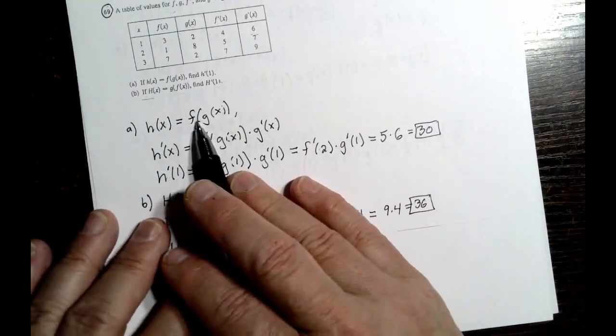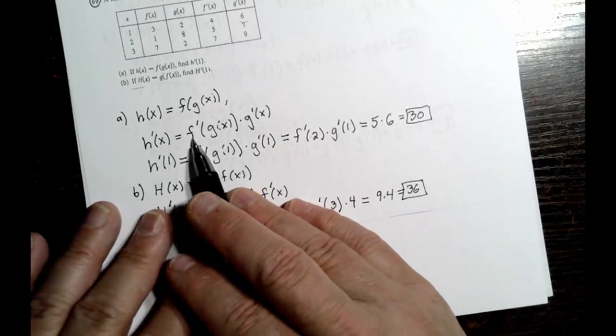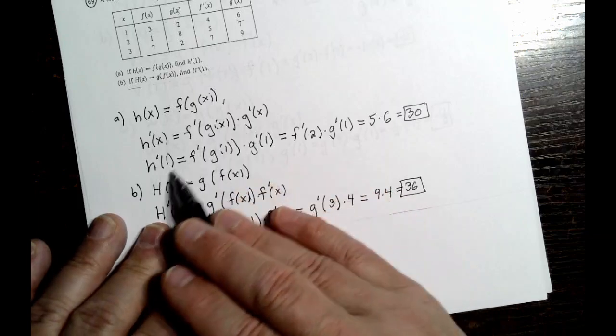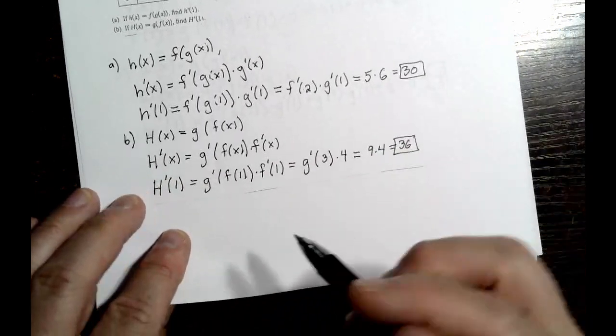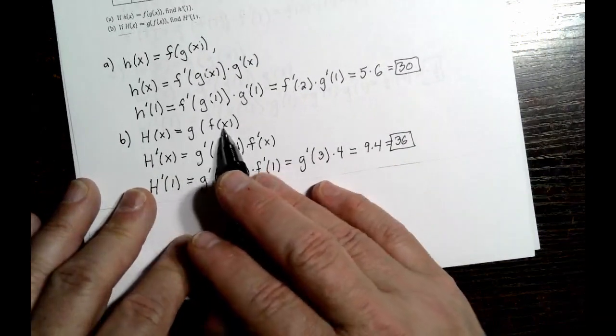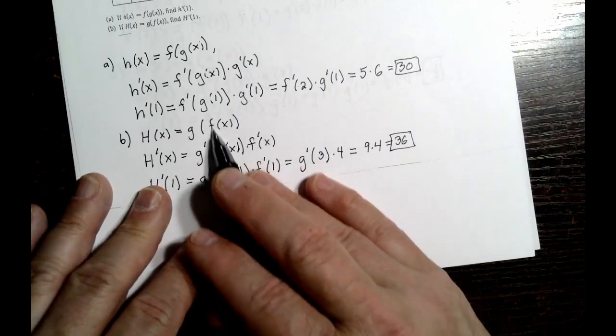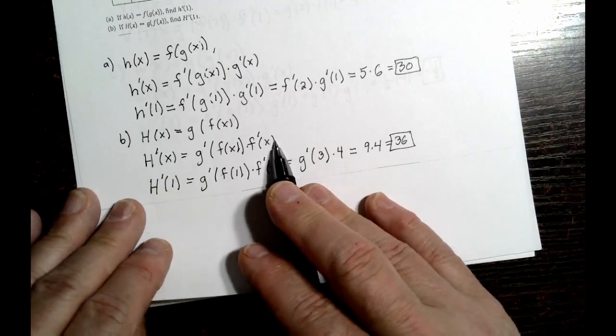Here they give you f of g of x, and we know that the derivative is f prime of g times g prime, and they plug in 1 and ask you to simplify things down. Now g of f of x is g prime of f times f prime. Remember, the inside doesn't change, but you follow it with the derivative of the inside.